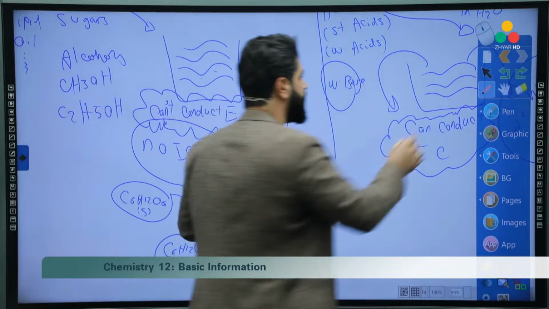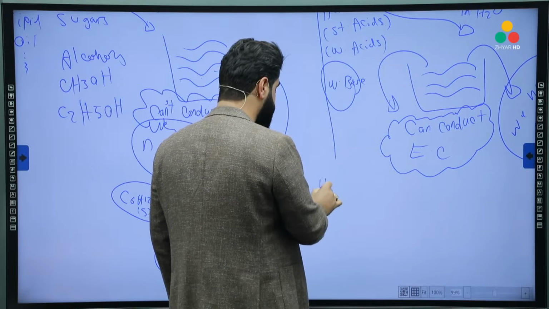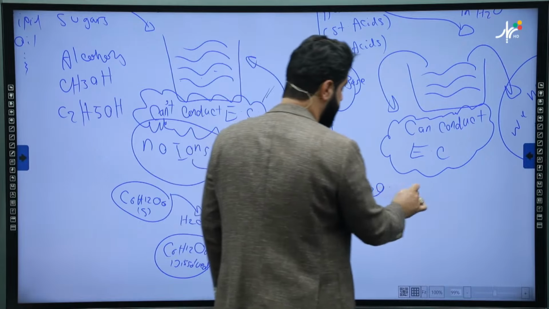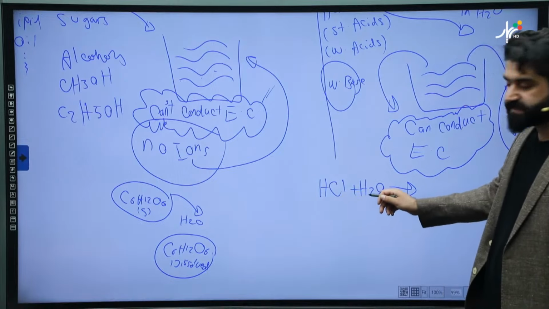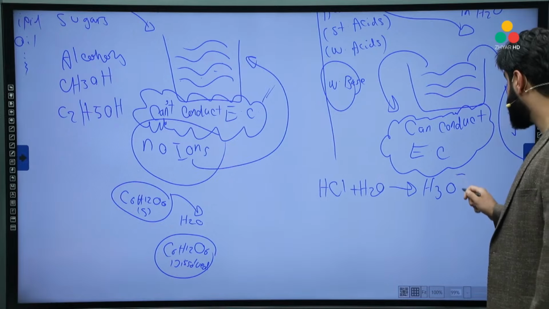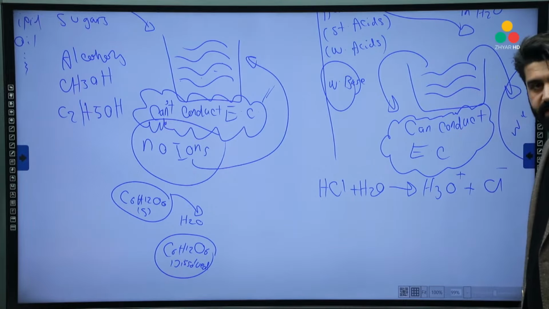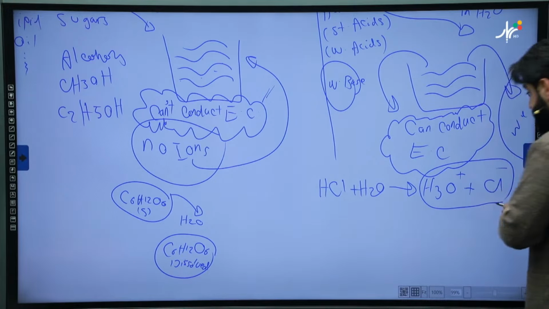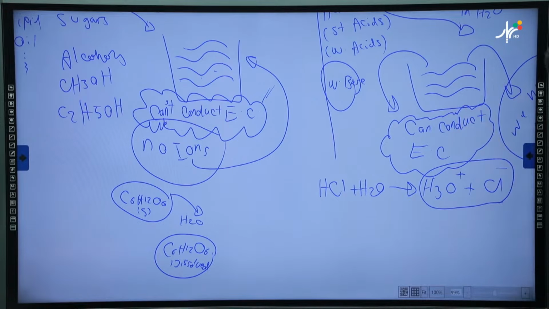But for the electrolytes such as HCl, when we put HCl into water, look, HCl provides H, which attacks a water molecule to produce H3O, positively charged, and Cl negative. So here we have ions. That's why it can conduct electric current.